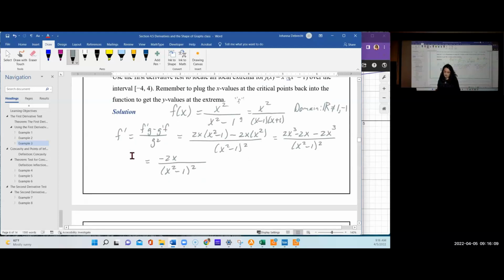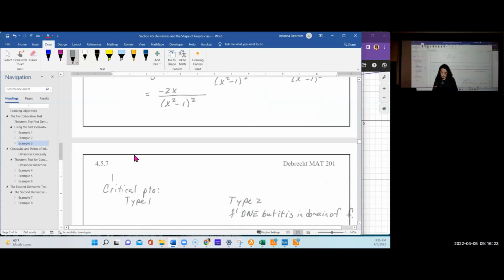Okay, now we have to find the critical values. So there are two types: first derivative equal to 0, and first derivative does not exist, but the function does exist, so still in the domain of f. So these are our two types. So for type 1, what we're going to do is set the numerator of the fraction equal to 0. So we get negative 2x equal to 0, which implies that x equals 0. Now 0 is in the interval that we're interested in. We're interested in the interval from -4 to 4.